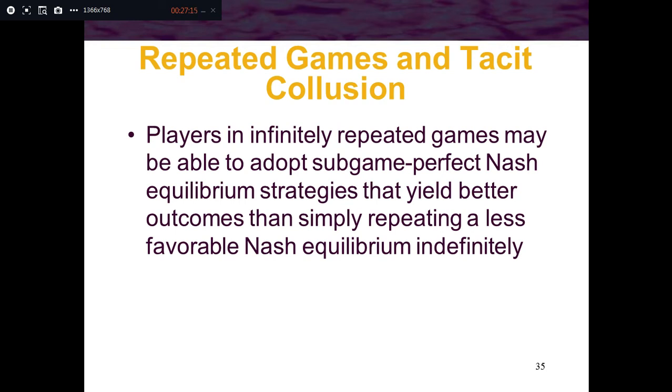So players in infinitely repeated games may be able to adopt subgame perfect Nash equilibrium strategies that yield better outcomes than simply repeating a less favorable Nash equilibrium indefinitely.